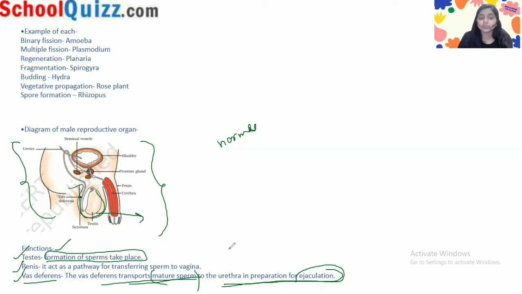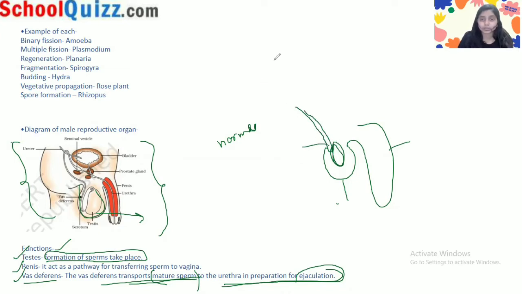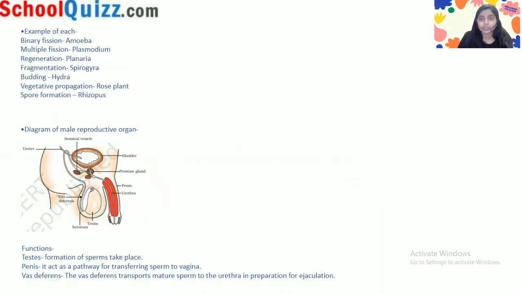So these are the functions you can write in your examination if this question comes. And this is how you can make the diagram. It is very simple: you have to draw a circle, then draw like this, and just indicate all those parts. Like this is the testis, this is the penis, and the vas deferens. For the vas deferens, draw one more circle here and show it like this. So this is the diagram of the male reproductive part. And now let's move to the next question.